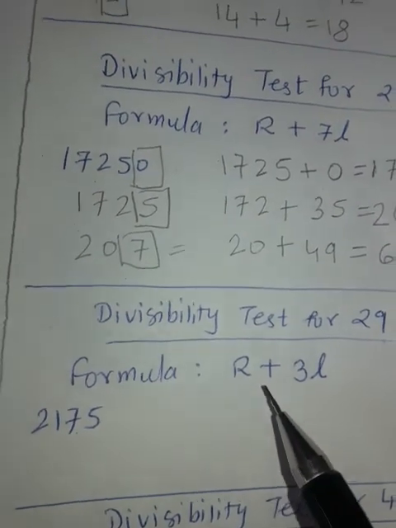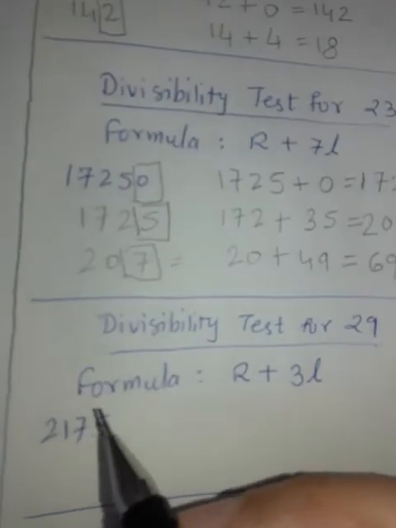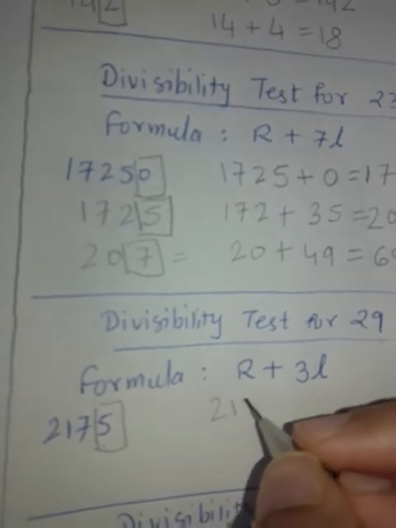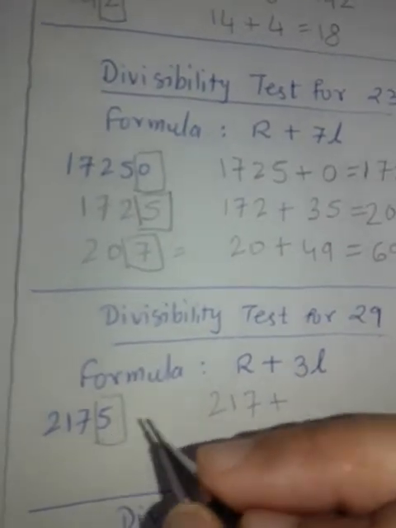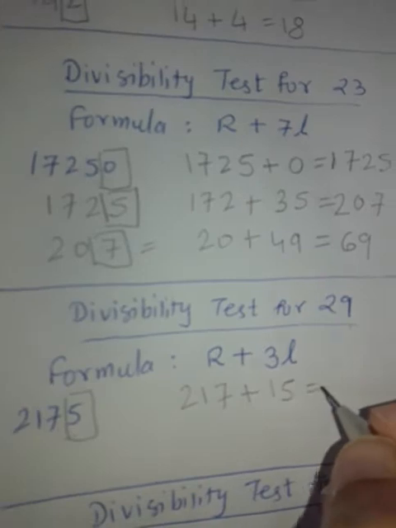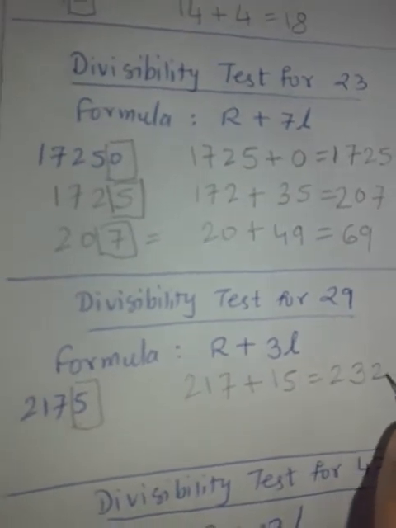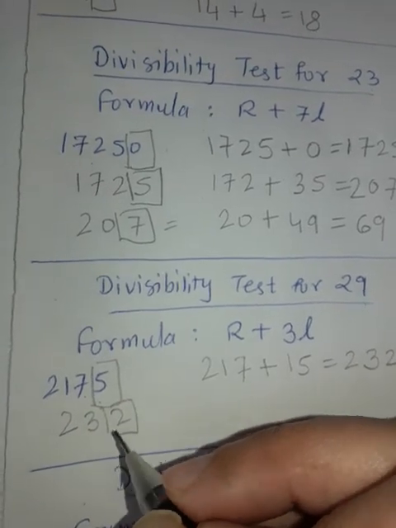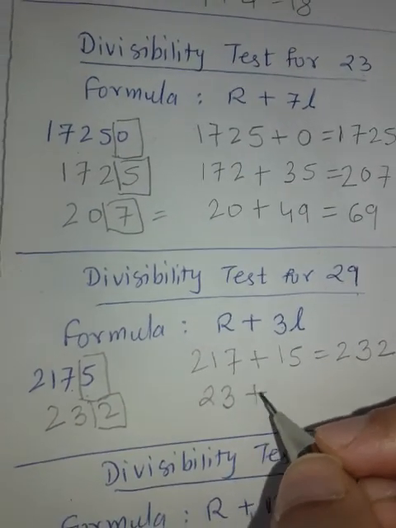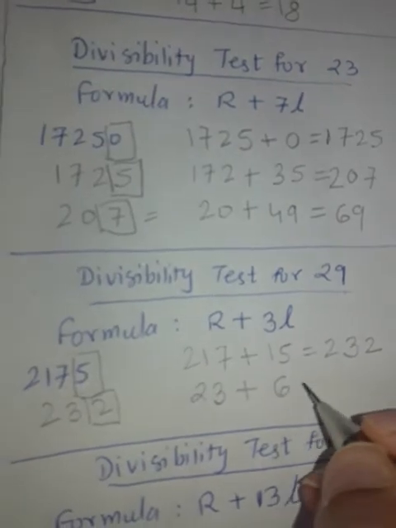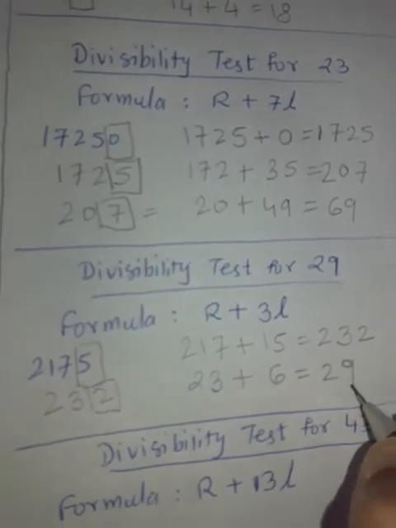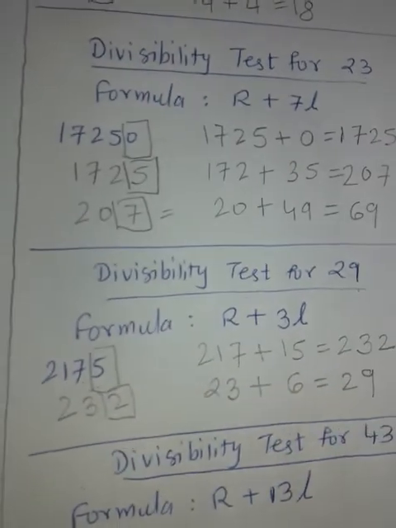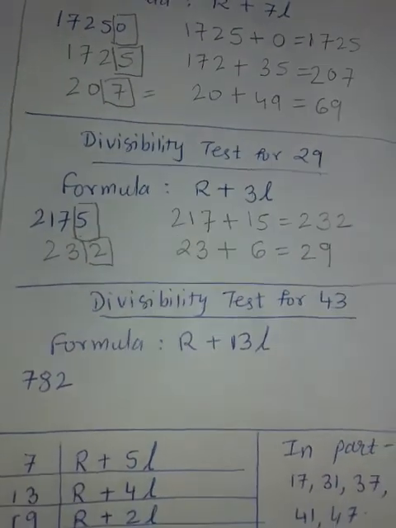For 29, formula is R plus 3L. R is 217, 3 5s are 15, this is 232, I'm copying it here. 23 plus 3 2s are 6, sum is 29, 29 is divisible by 29, so 2175 is divisible by 29.